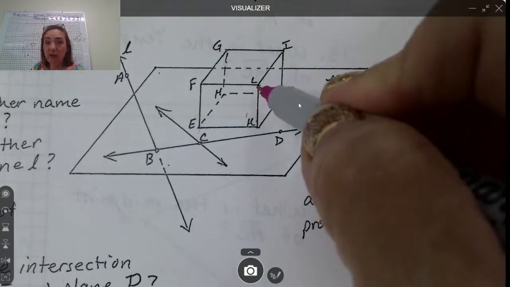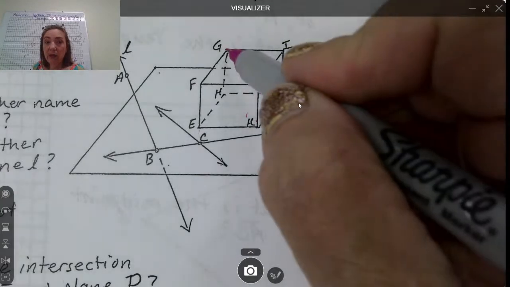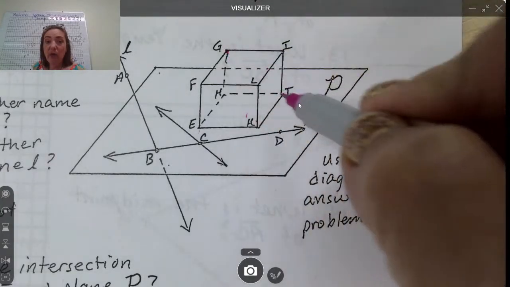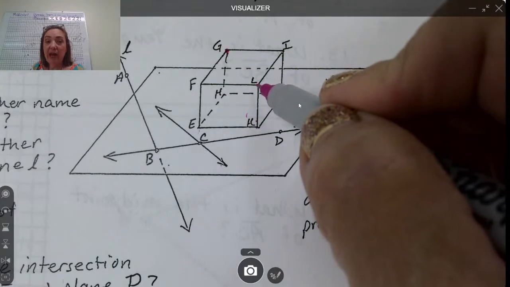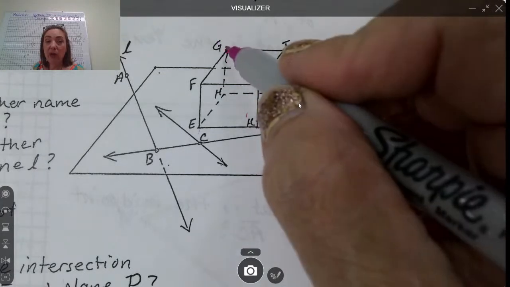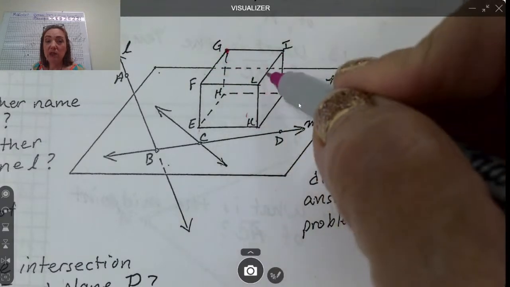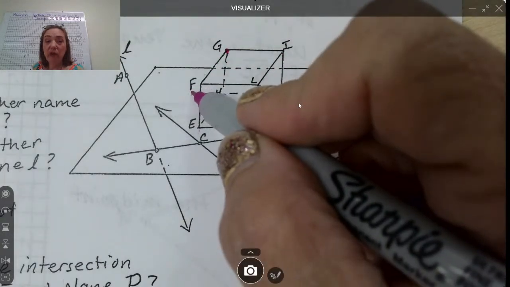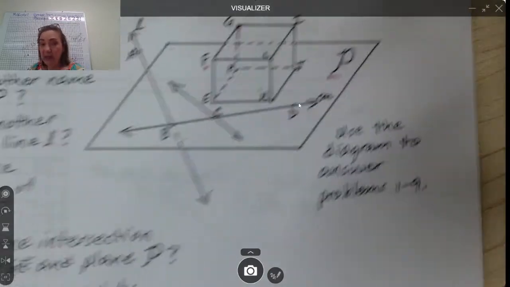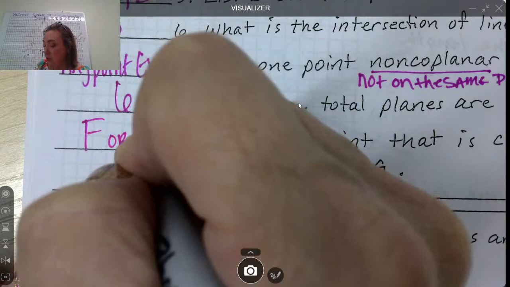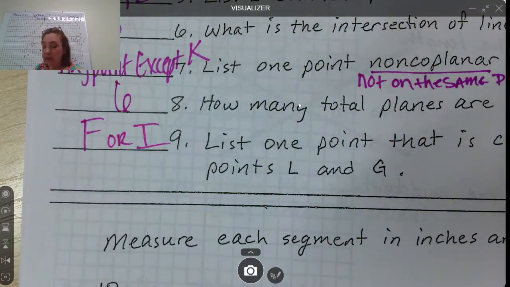So here's L, here's G, and we want another point that's in that same plane with those two. Well, these two are in the plane together that's on the top of this box. So we could either do F or we could use I. And either one of those. You just need one, but it could be either one of them, F or I.